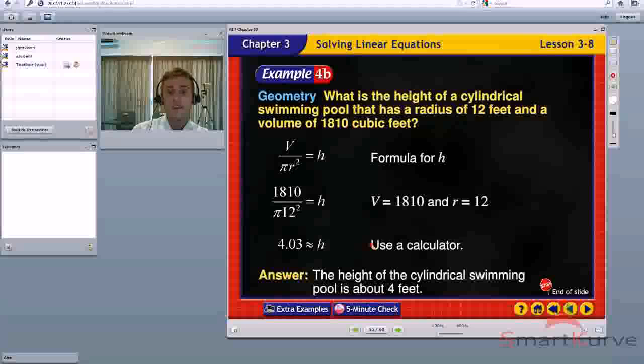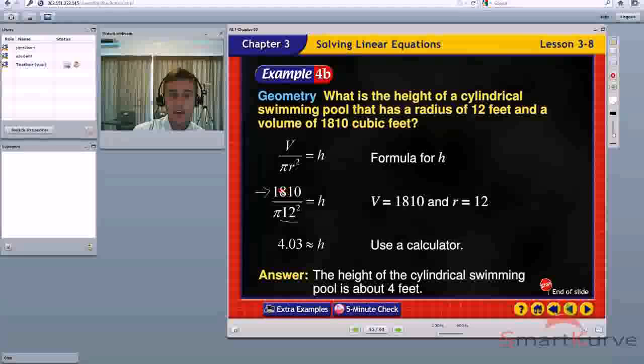What is the height of a cylindrical swimming pool that has a radius of 12 feet and a volume of 1,810 cubic feet? Well, we want to know the height. We know that the radius is 12 feet, right here, r radius, and the volume is 1,810 cubic feet, right there.